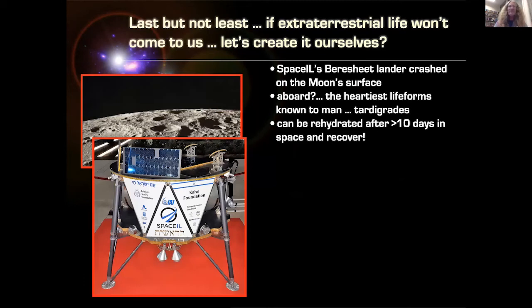Sitting on the surface of the moon right now is a crashed lander, Beresheet, from the Israeli Space Agency, which went up last year and crashed on the surface. Aboard that was our host, Jonathan, who works on these water bears, tardigrades. These are the most amazing things to me. The hardiest life forms: stick them outside the space station and dehydrate them, then bring them back in after a couple of weeks and rehydrate some fraction of them.